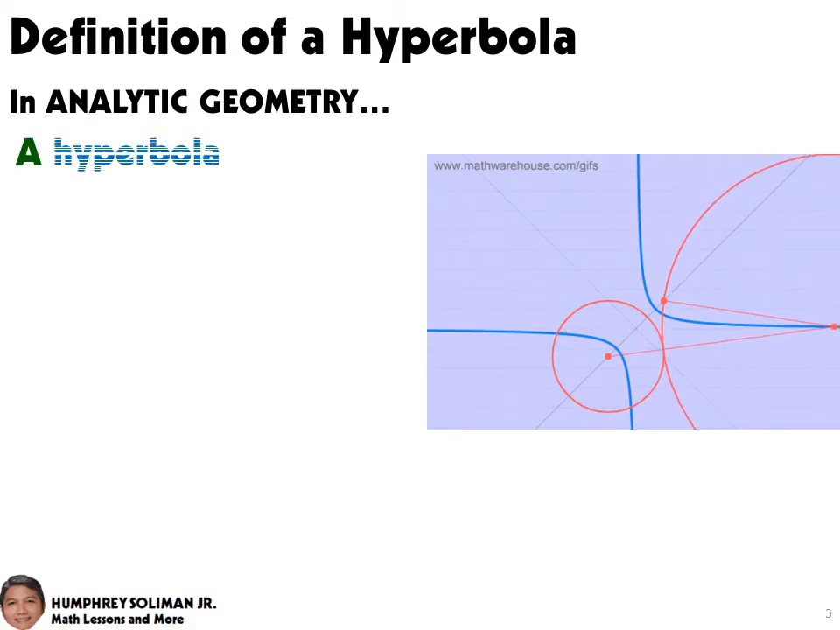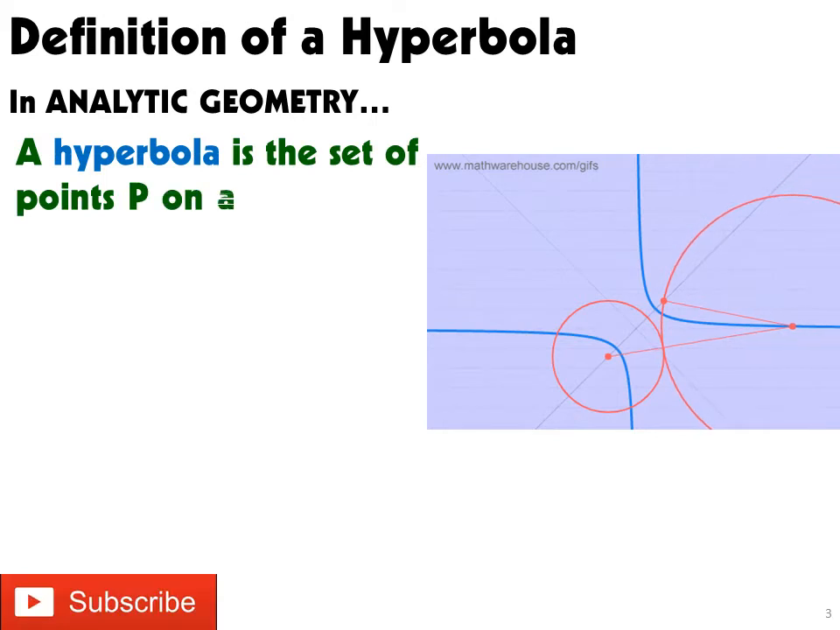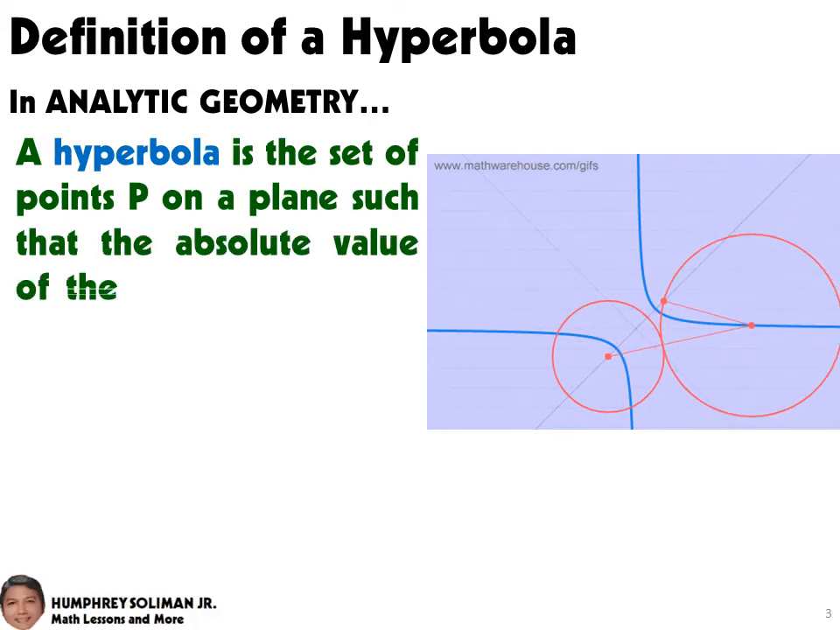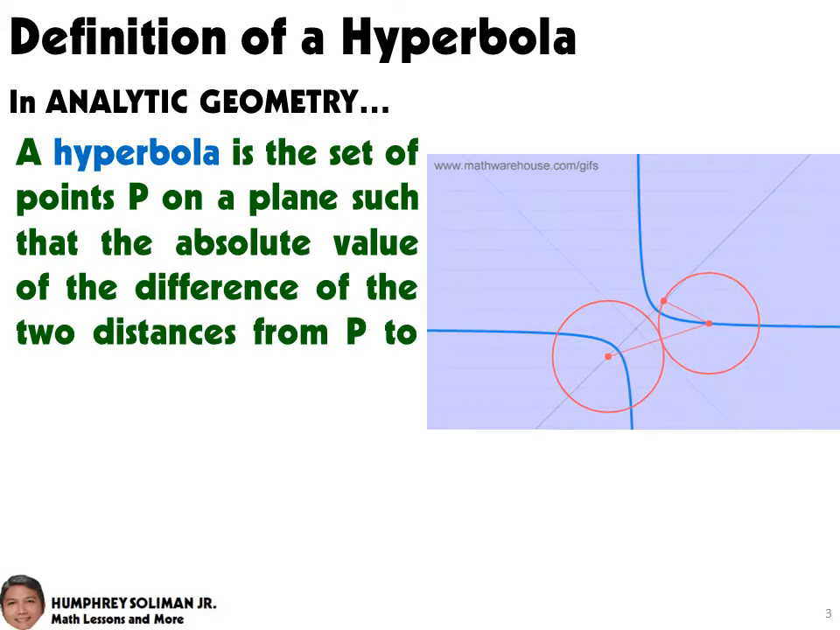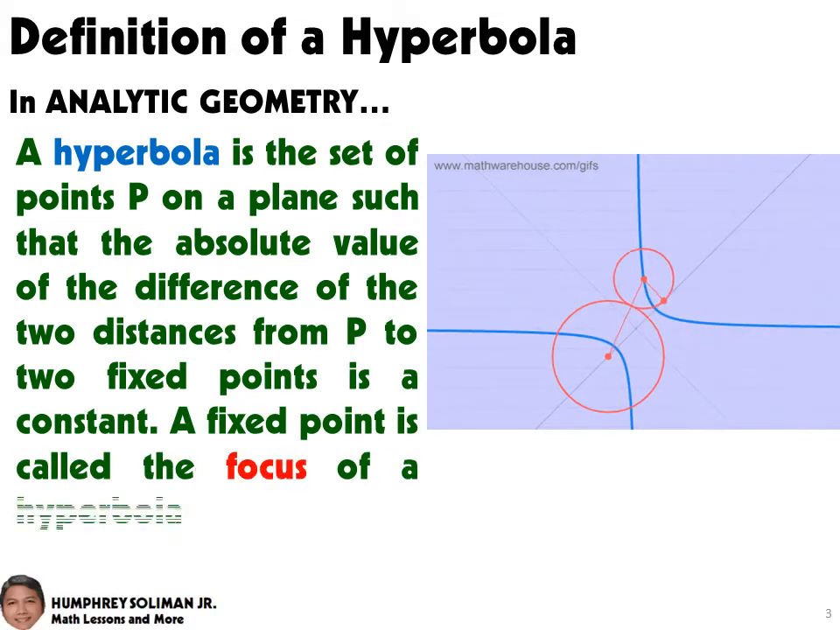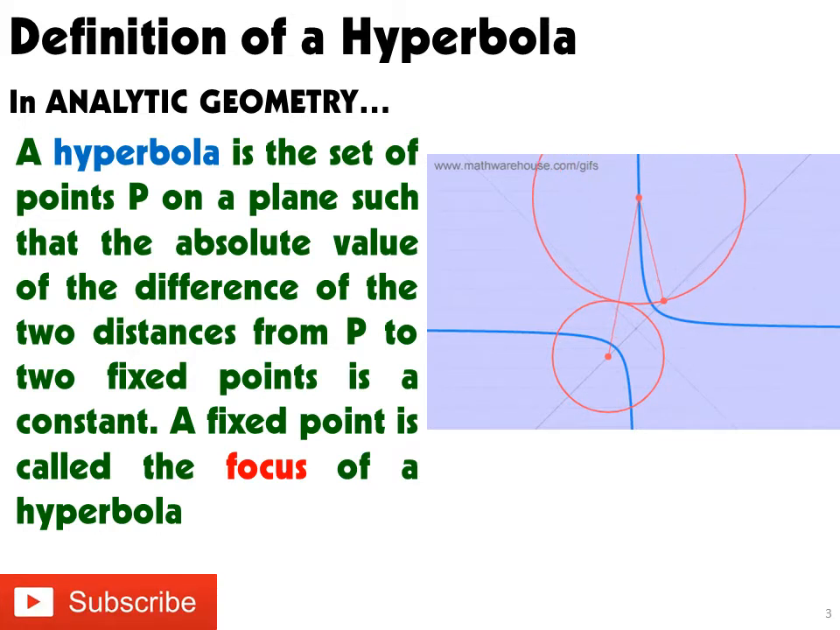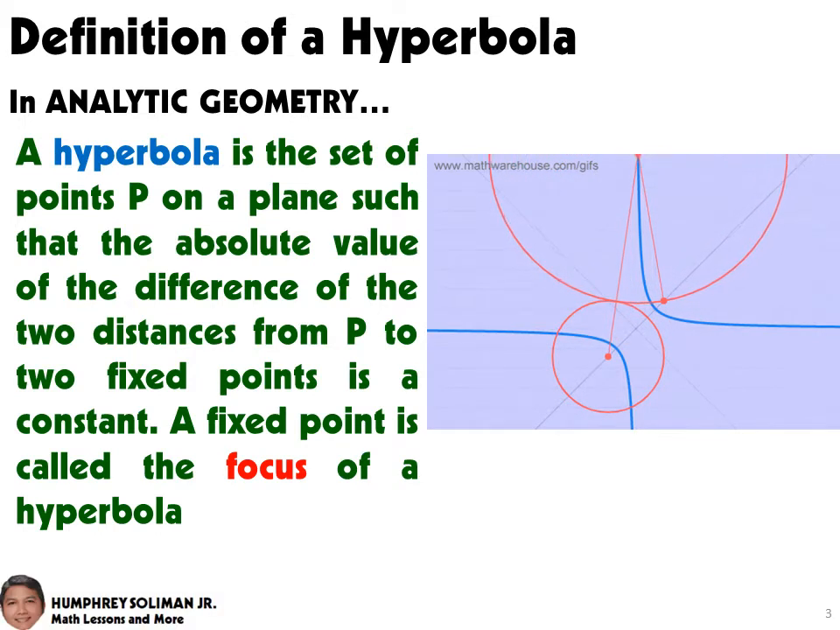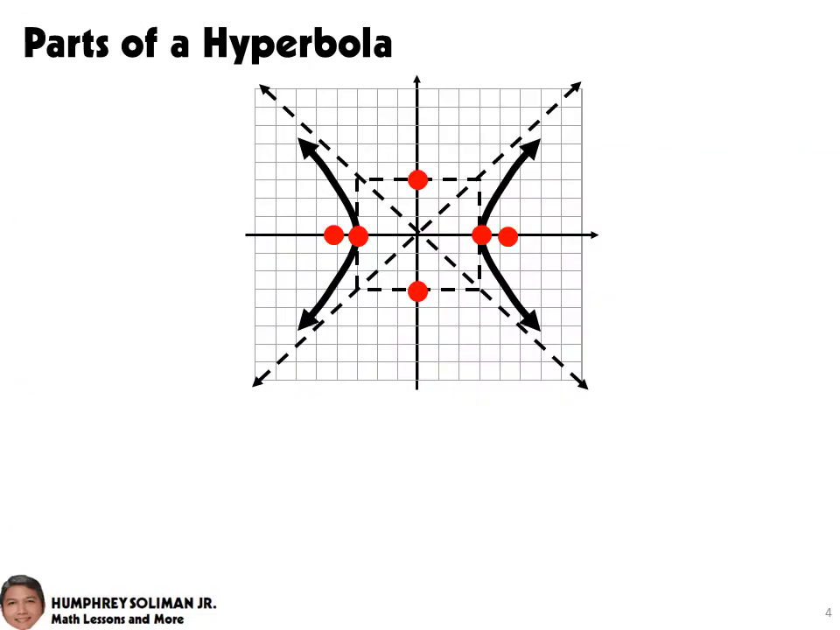Okay, let's define a hyperbola. In analytic geometry, a hyperbola is the set of points P on a plane, such that the absolute value of the difference of the two distances from point P to two fixed points is a constant. The fixed points are called the foci of a hyperbola. And the value of the constant will be explained later, please stay tuned.